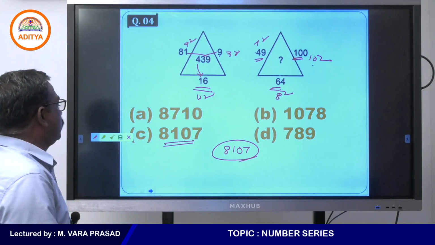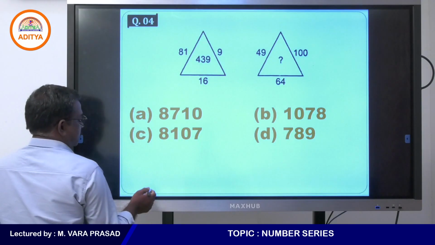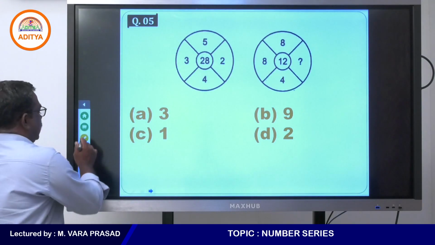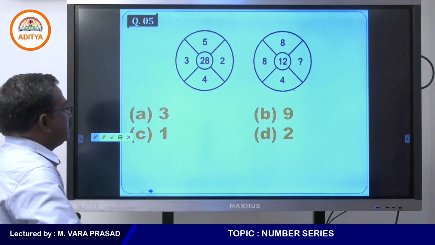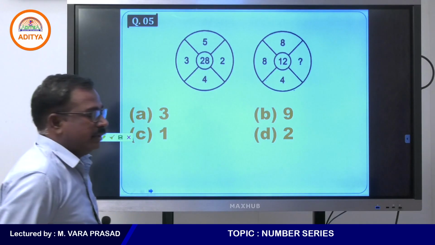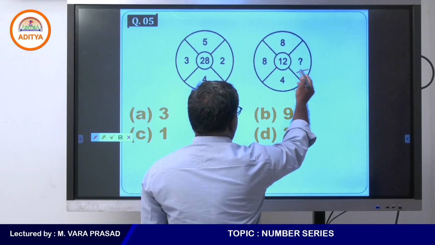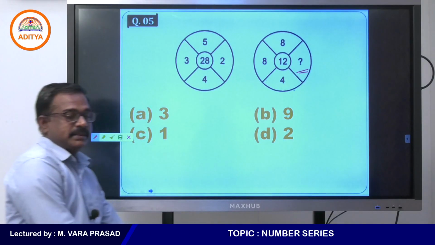Next one more example. What is given there, you see this one, another diagram is given in a different manner and some numbers are given and here one question mark is given. So what you will get in the question mark place?